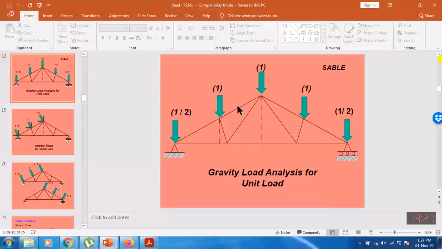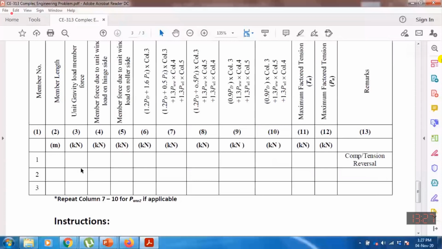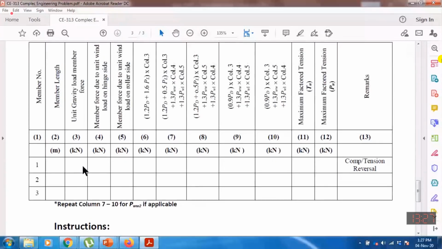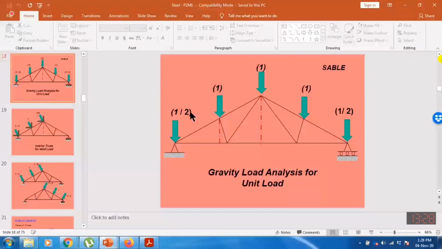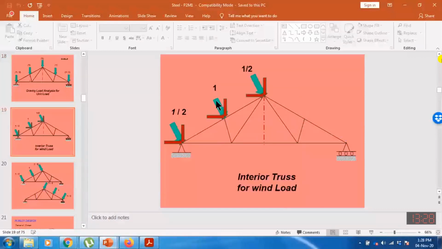And you will put the value of unit gravity load for each member in column number 3. Then in column number 4, you have to input the value for unit wind load from the hinge side. From the hinge side means that I'm considering this hinge side, or from the right side. So for this case, you will consider this load. Interior panels will be subjected to unit wind load.